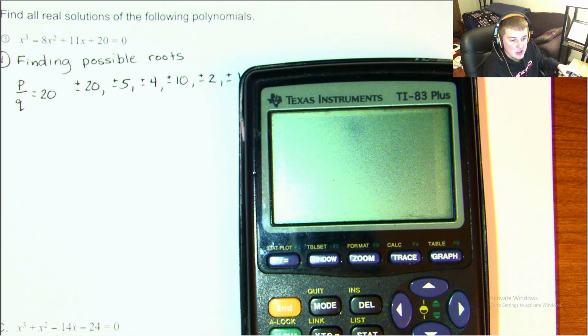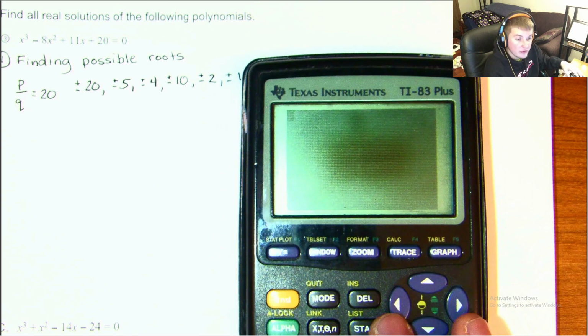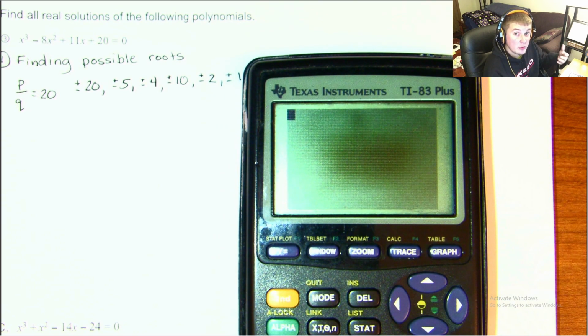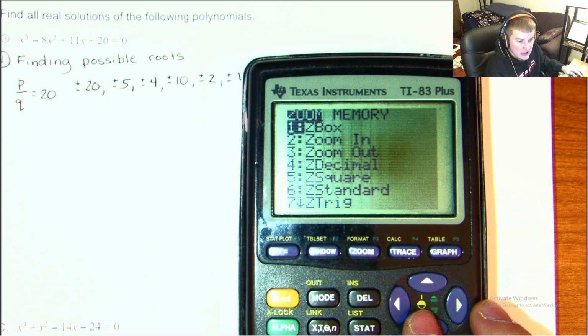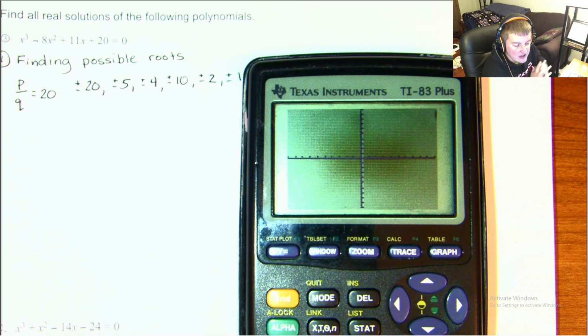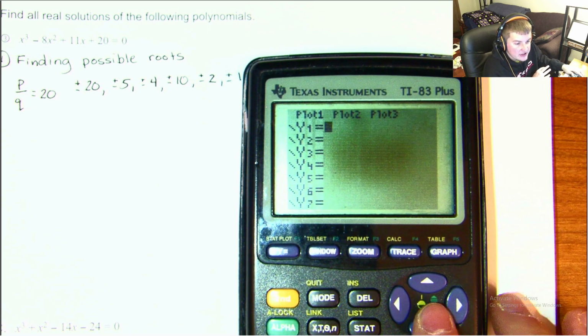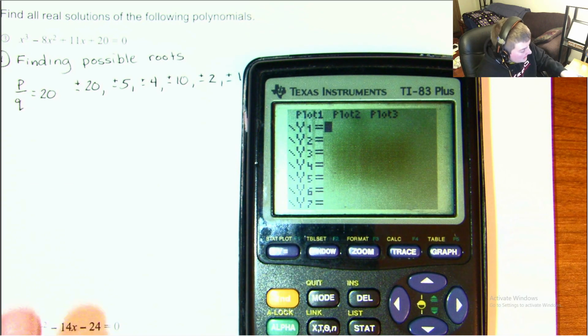Okay. So it's pretty straightforward. But the first thing I think you should all do is make sure your window is in a standard view. So we're going to hit zoom. And if you go down to number 6, it's going to put us in a nice standard place to look at. Okay? Negative 10 to positive 10. Okay. So what we're going to do here is hit y equals, and we're just going to type this equation in.